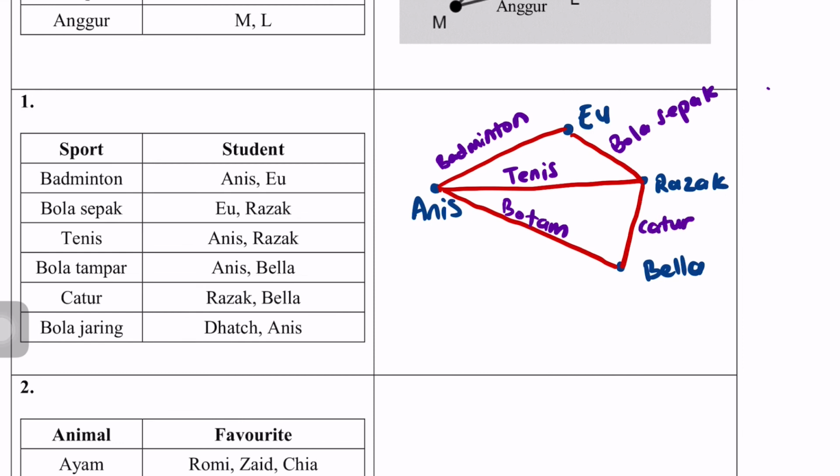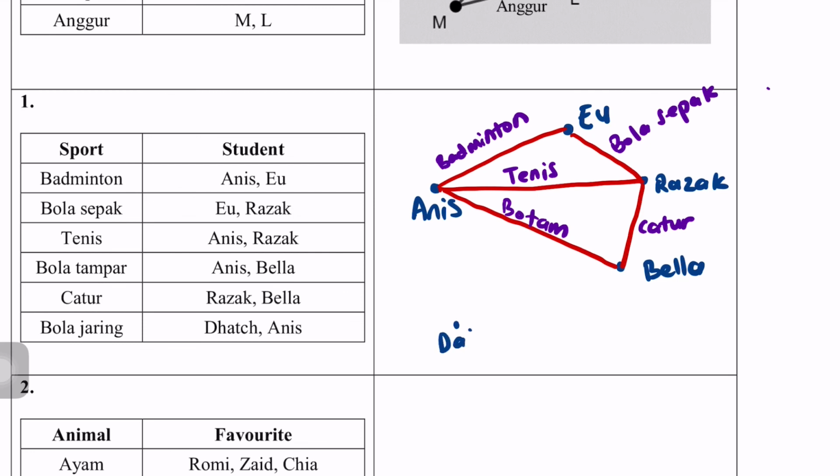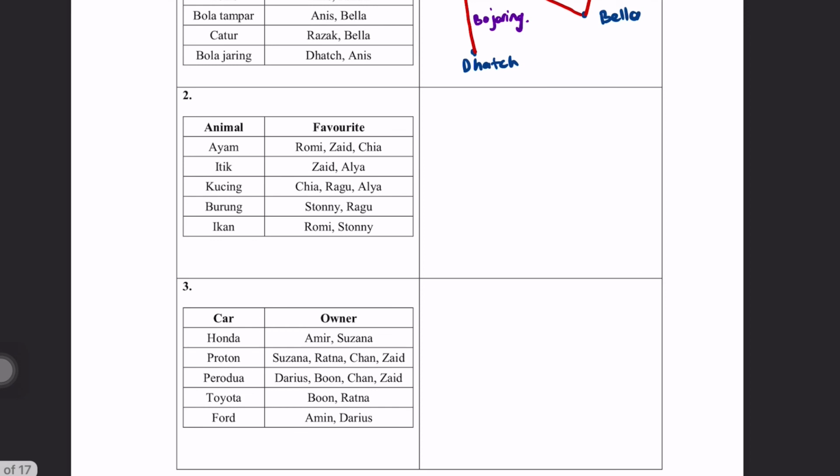Okay, dan last kali kita ada Dutch dan Anis. Okay, so contoh di sini. Dutch. So macam ni je Dutch. D-H-A-T-C-H. Dutch. Okay, so Anis dan Dutch tadi suka main bola jaring. Jaring. Contoh. Okay, macam itulah. Boleh? Mudah sahaja. Okay, so saya nak awak cuba sendiri nombor 2 dan nombor 3.